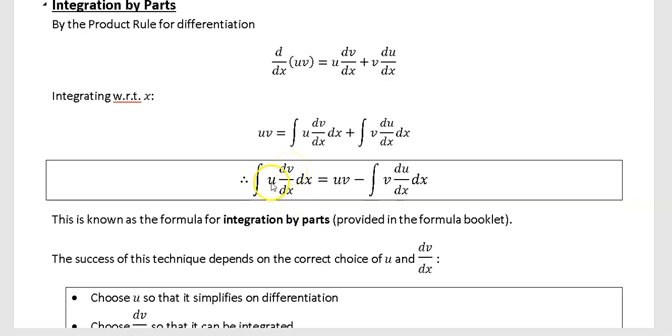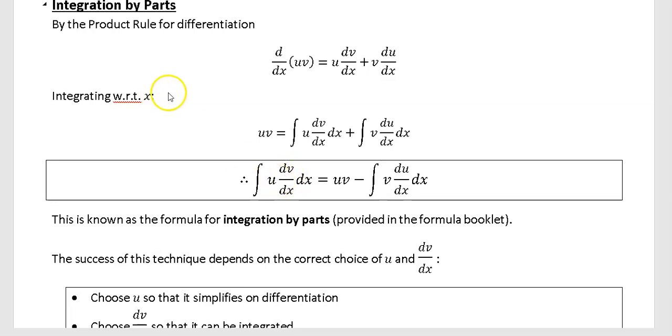The formula for it is the integral of u dv by dx, where v is some function of x and u is some function of x, is equal to uv minus the integral of v du by dx. It's a strange thing because you start with an integral and you end up with another integral. But the idea is that this integral is a simpler integral than the one that you started with.